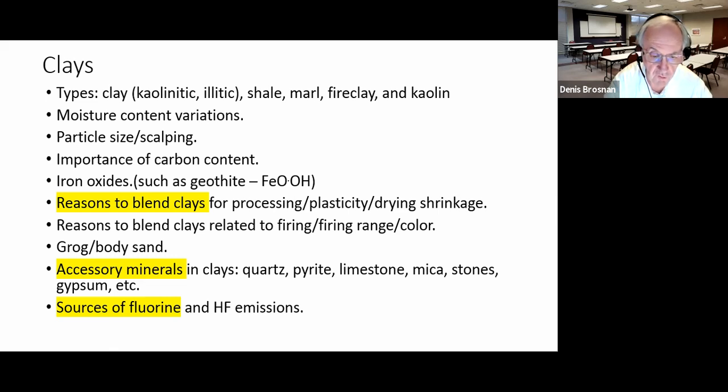Ceramic aggregate called grog that doesn't shrink is used to reduce both firing shrinkage and drying shrinkage. And then clays have these accessory minerals that you probably don't want. The main one is quartz, silica sand that we don't want. We can have pyrite, iron sulfide, limestone, calcium carbonate, mica, stones, gypsum, calcium sulfate sources, and things like that.